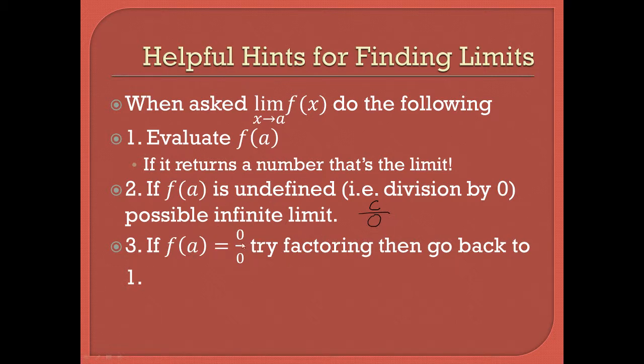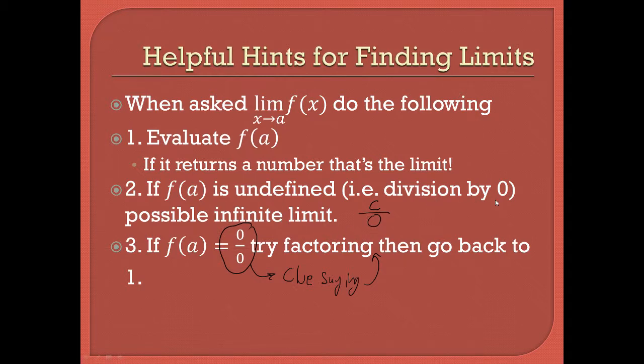Now for case 3, if f of a is 0 over 0, so that's literally 0 over 0, where the numerator is 0 and the denominator is 0, try factoring. This case is usually a clue saying you can factor. And we'll find this out in a moment with a couple of examples. For case 2, you basically just have to pick a number close to a and calculate and figure out whether it's going to be a really, really large positive number or a really, really large negative number.